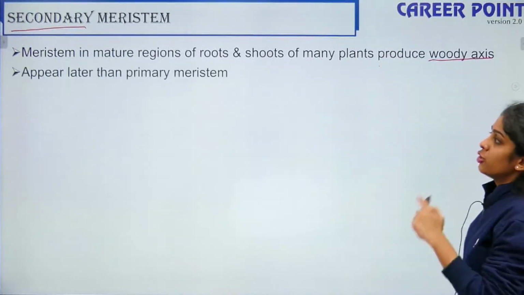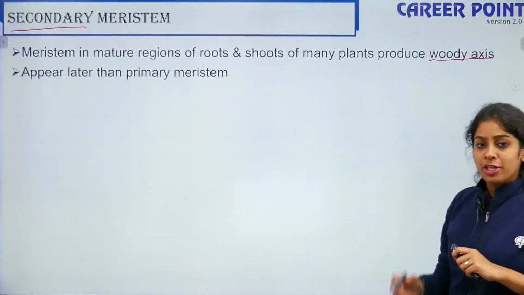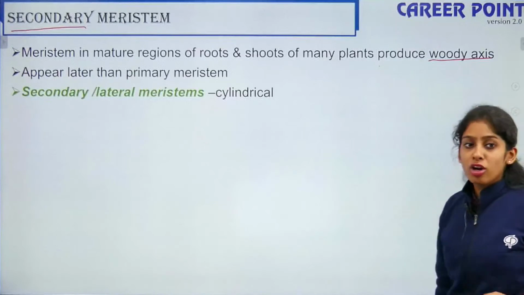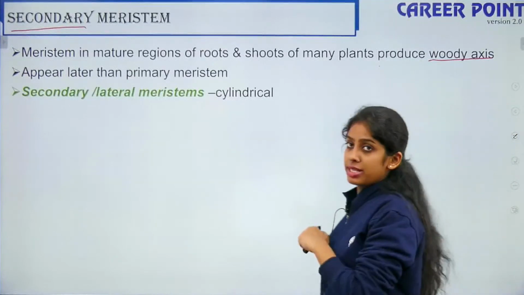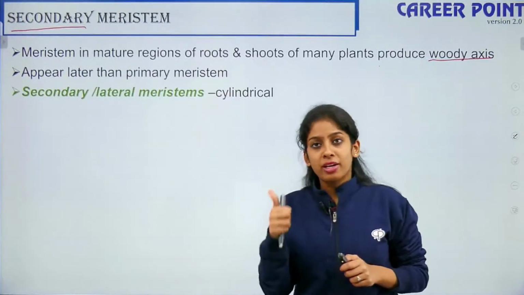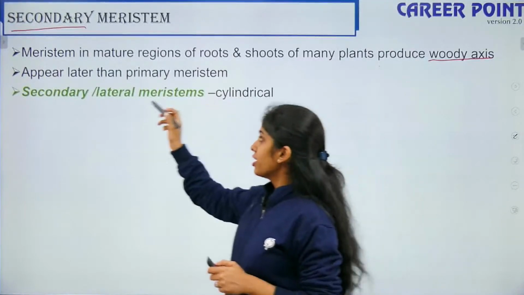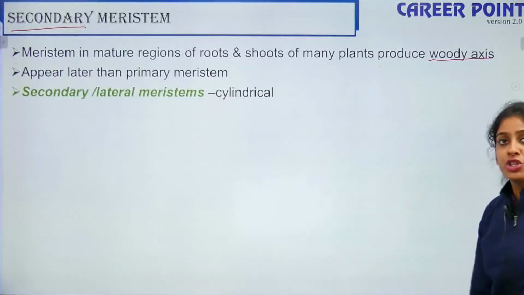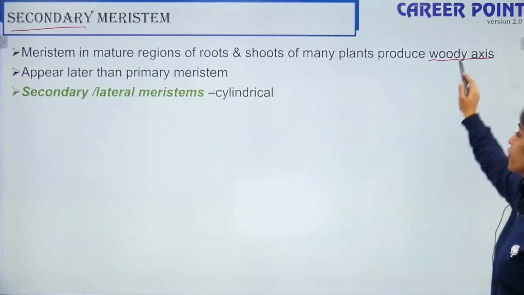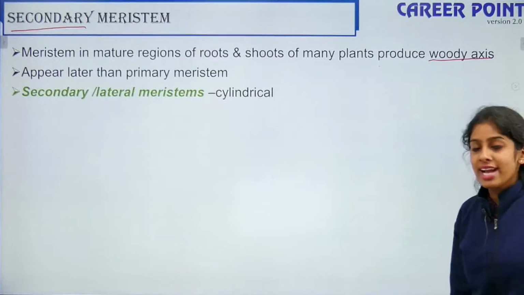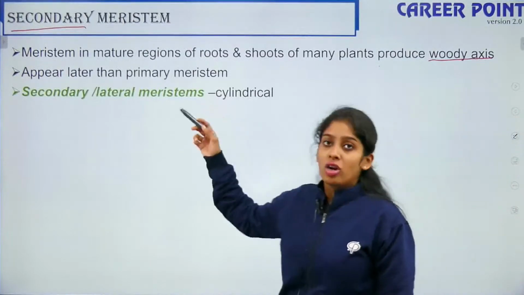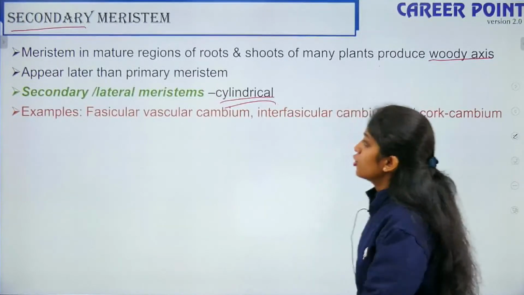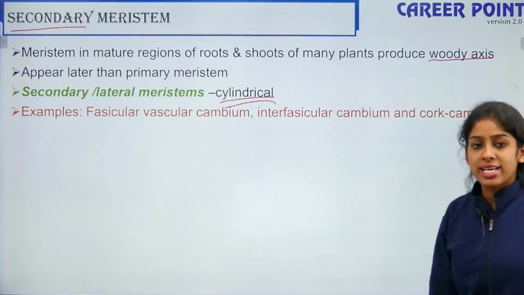Fine. So they appear later, after the development of your primary meristem, and they are called secondary or lateral meristems. The primary were your apical and intercalary meristems. The secondary or lateral meristems are the ones produced from the mature regions of root or shoot, which produce a woody axis. Alright, and this secondary or lateral meristem is cylindrical in structure. An example is your vascular cambium.